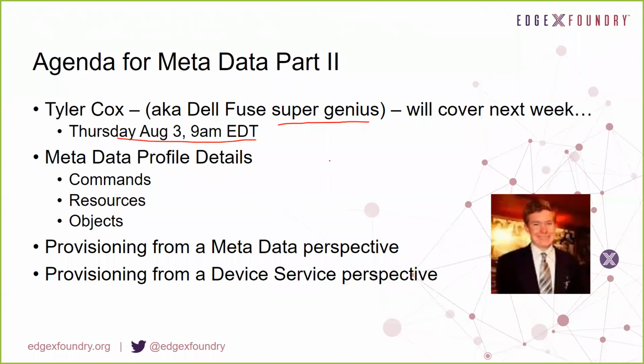It'll be next Thursday morning at 9 a.m. Eastern Standard Time, or sorry, Eastern Daylight Time. And he's going to cover more of this metadata topic. In particular, he's going to talk about profiles, and about how provisioning happens with metadata, and provisioning also involves working with device services, that next level down, what we call the south layer inside of EdgeX.